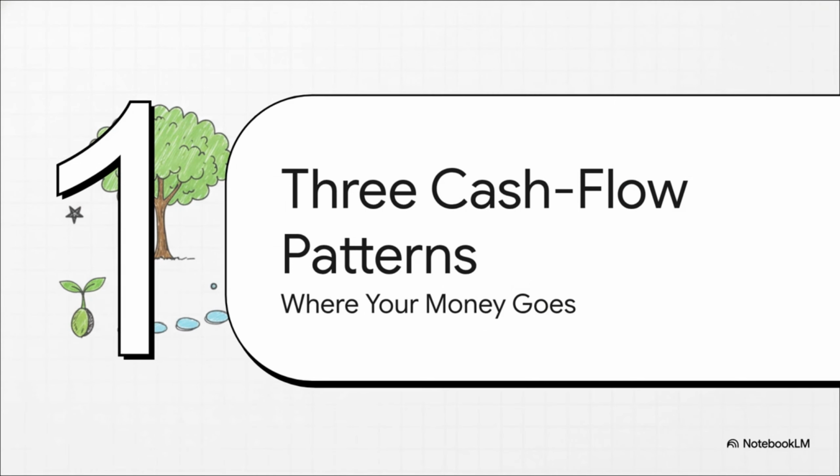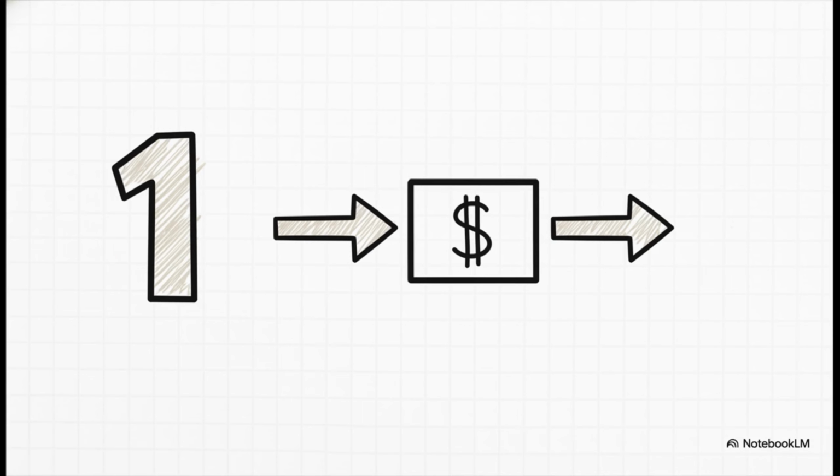Now, here's where it gets really interesting. The way money moves between these four boxes, it tells a story. And that story almost always follows one of three basic patterns. And this is so important. It's these patterns, not how big your paycheck is, that actually determine whether you're getting richer or poorer. So let's take a look at the very first cash flow pattern. And remember, the focus here isn't on how much money is coming in, but on where it all goes.